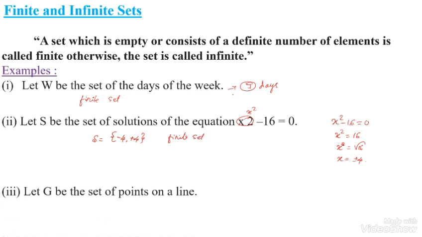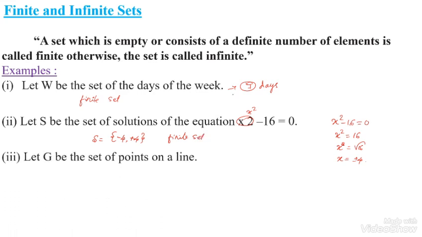Now, let us move on to example number 3. Let G be the set of points on a line. Here I can draw a line, with the starting point A and the end point B. From this point A to B.